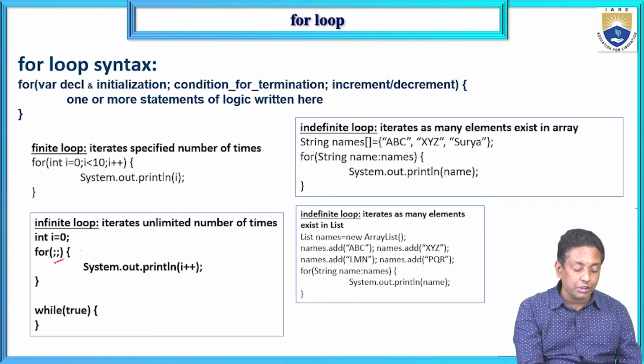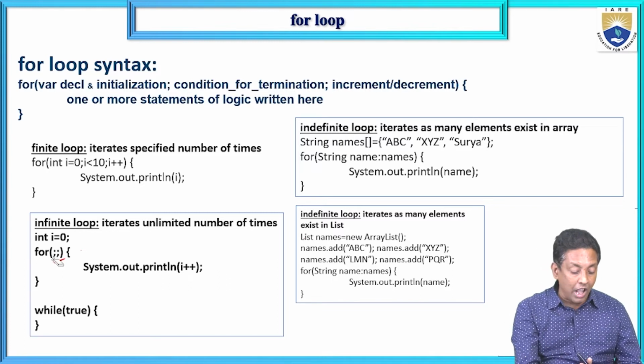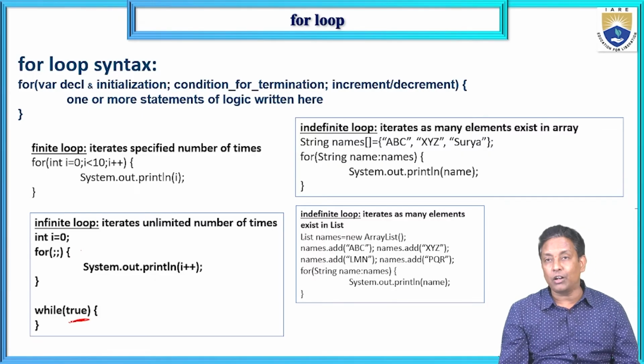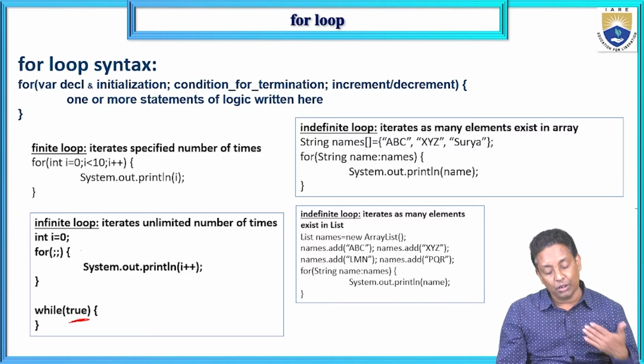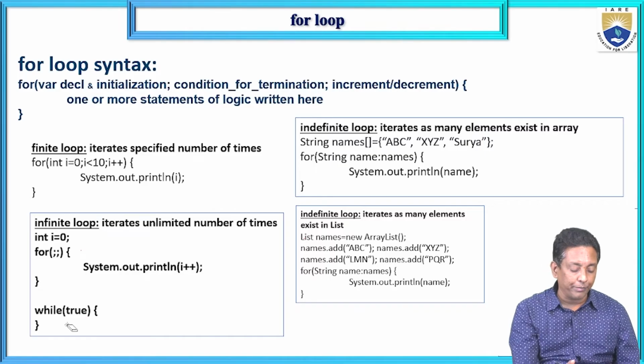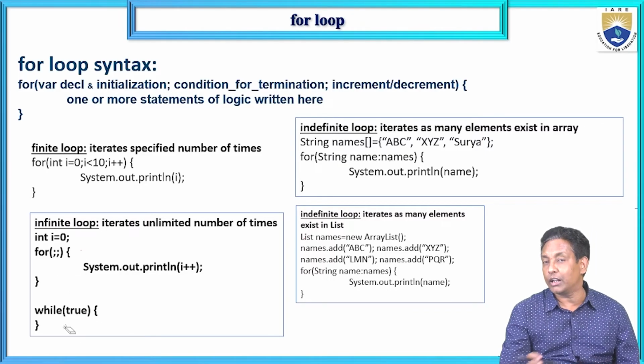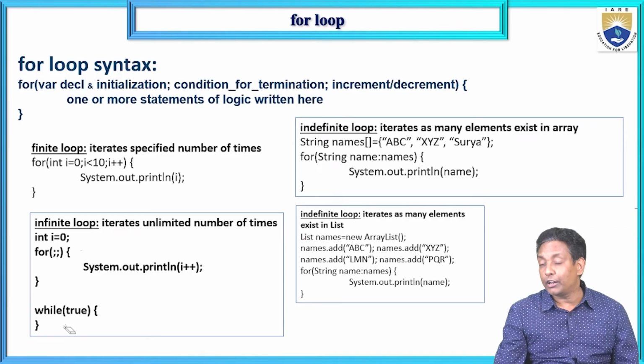for semicolon is one way to write an infinite loop. And while true is another way of writing it. While true means the loop will never end. The loop will continuously iterate while true. So while true and for semicolon, these two are the syntaxes of writing infinite loops.